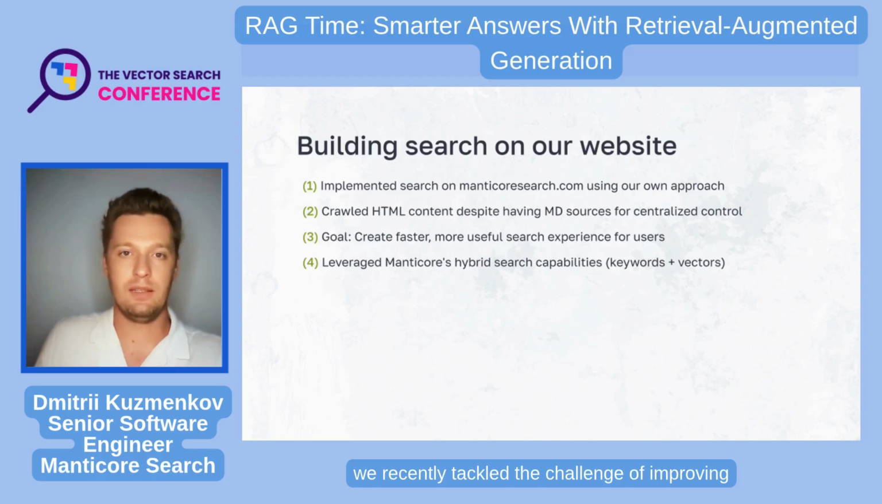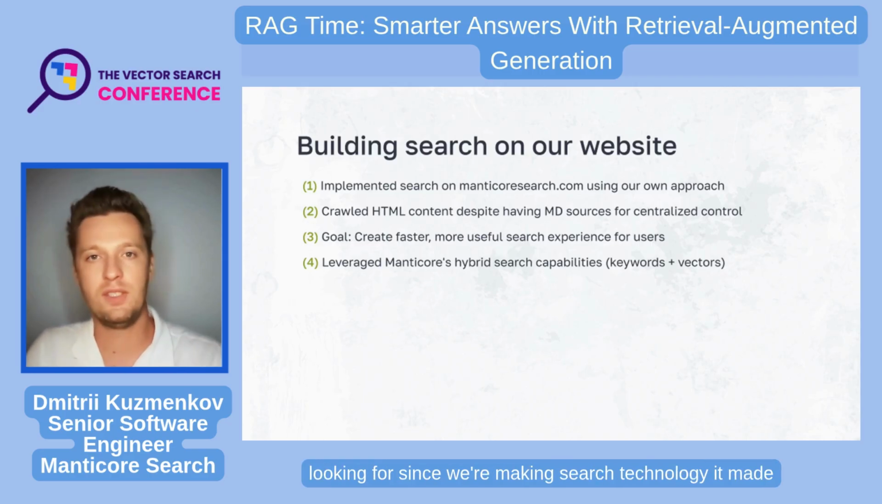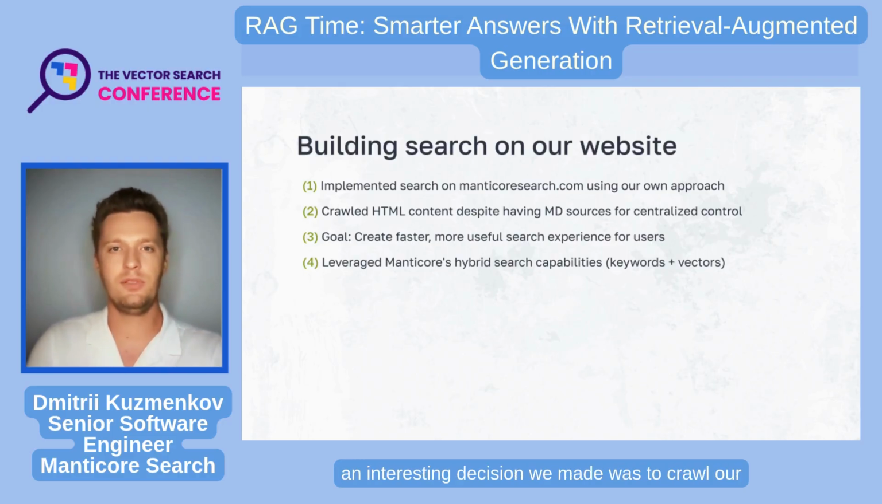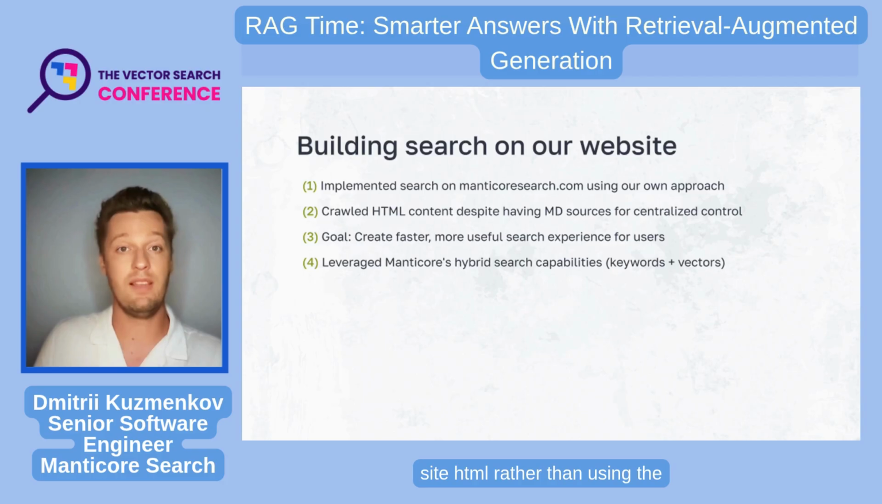We recently tackled the challenge of improving search on our website, mantocore.com. We wanted to make it faster and more useful for our users to find exactly what they're looking for. Since we're making search technology, it made perfect sense to use our own tools for this job. An interesting decision we made was to crawl our site HTML rather than using the markdown sources directly.